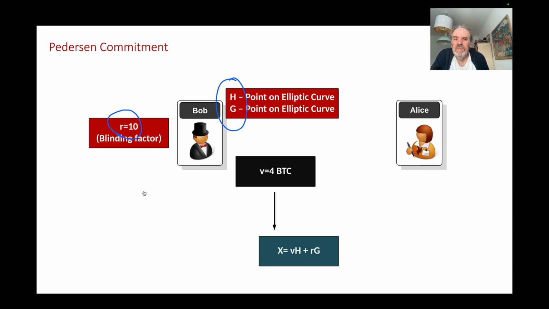So with this, we might have 2 points on the elliptic curve. In this case, we have 4 bitcoins. This would normally result in this transaction here, but then we have a blinding factor which is added on to the transaction. So it shouldn't be possible to see what the value of V and VH actually is, because we would have to know the value of R and G.